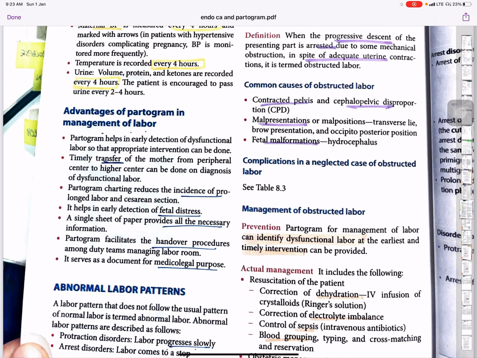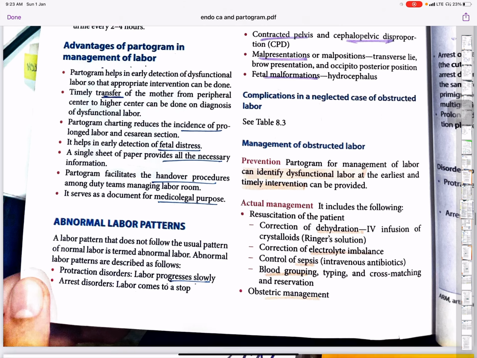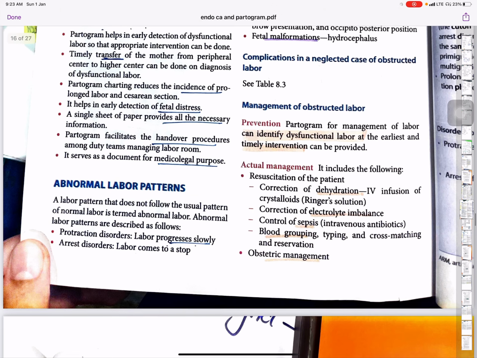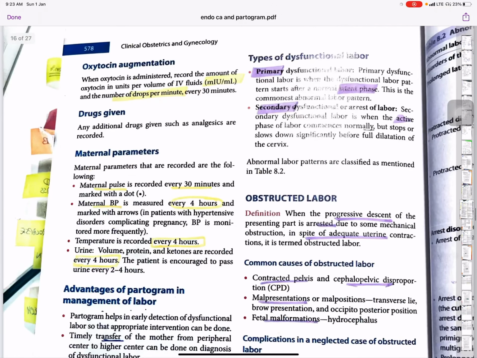Advantages: it's good documentation for any kind of transfer, progress of labor, fetal distress, interventions, medico-legal processes, abnormal labor. We have protracted labor, arrested labor, primary dysfunction.